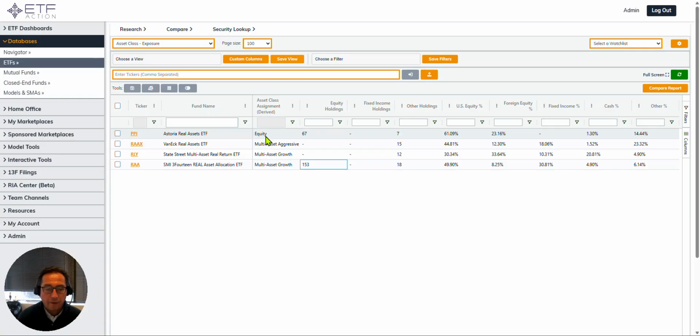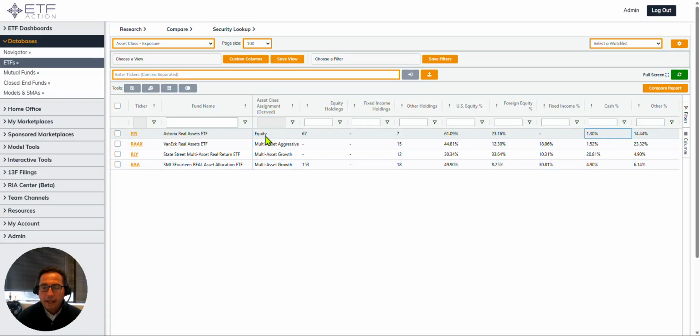RAA has 153. RAAX and RLY are purely fund of funds, so they're showing up purely as other holdings. RAA and PPI both have some funds in it as well, which we'll explore a little bit. But I just wanted to point out that's a holding concept there. And then a breakdown, some pretty good equity exposure in all these portfolios. Broadly diversified, U.S., international. All of them have fixed income allocations with the exception of Astoria.